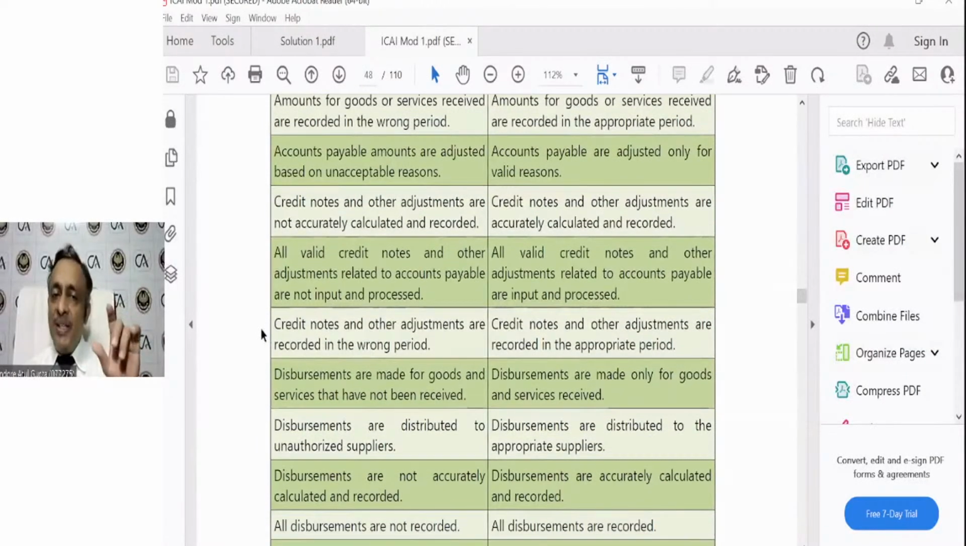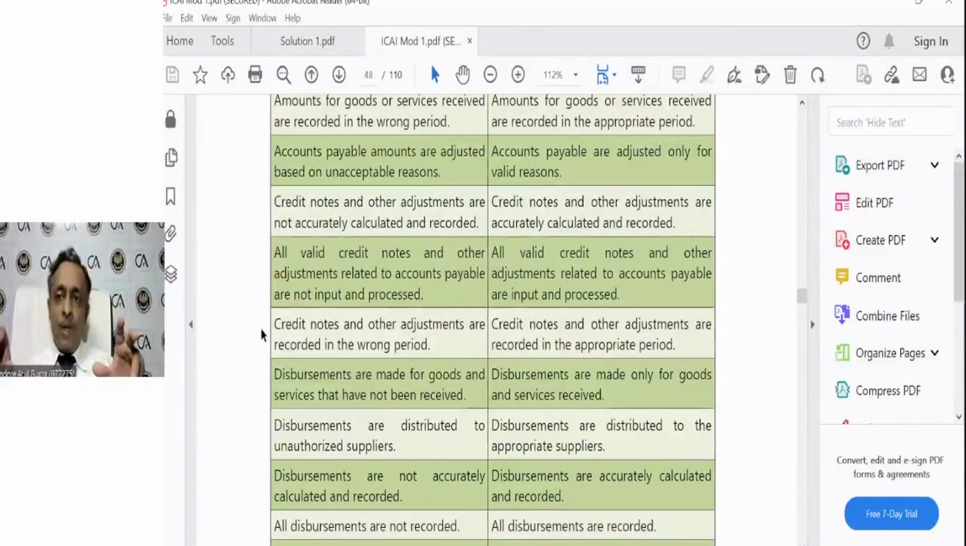Credit note and other adjustments are not accurately calculated, clerical, all valid credit notes. Now please understand, post GST, credit note and debit note accounting has become very critical, because if your supplier or customer is subject to GST, within the GST framework, both credit and debit notes could be a source of GST credit and GST reversal. So please understand, today when you see the word credit note or debit note, always consider the impact it is going to have on your GST compliance or any statutory compliance per se.